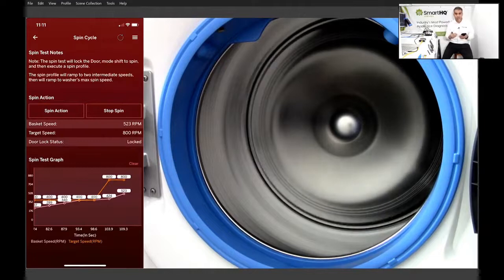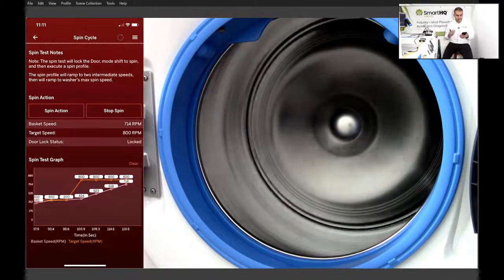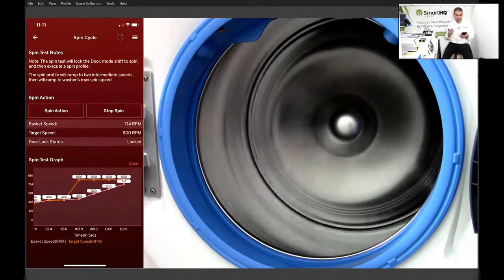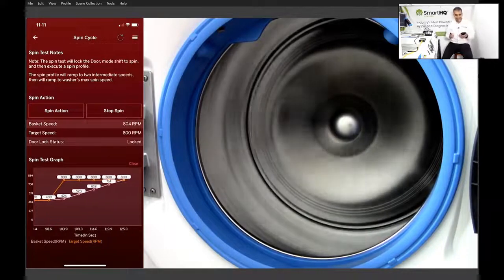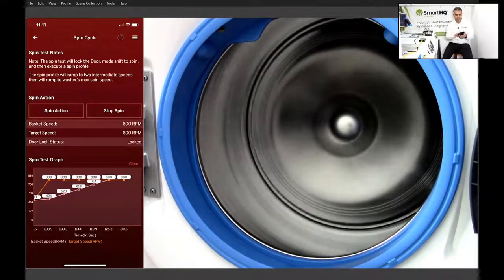Now, again, we're at 800 RPM target speed. This is really ramping up. So 618, 714, and it's gonna blow. No, nothing's gonna happen. All right, so we've reached 800. For time purposes, I'm going to kill this test. So I'm just gonna go ahead and hit stop spin, because we've already seen that this thing can really get up there in speed.